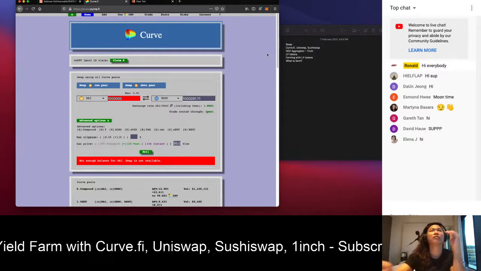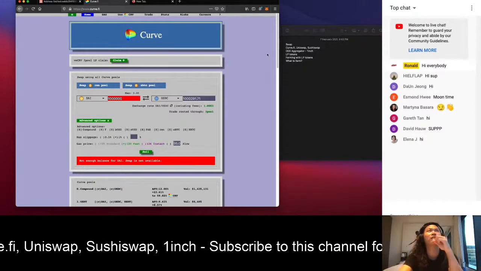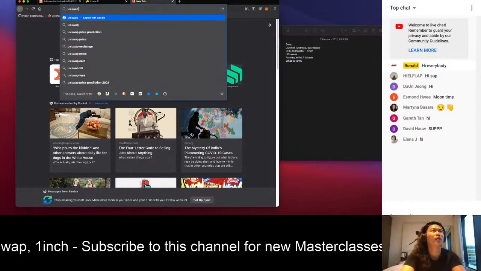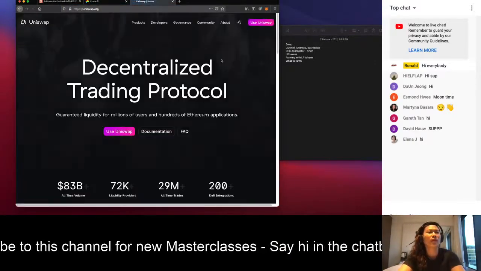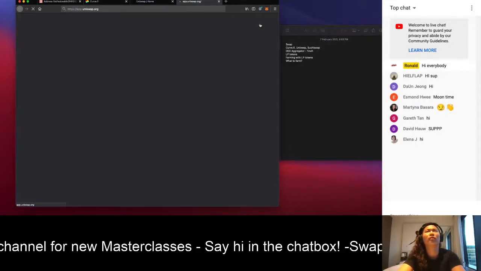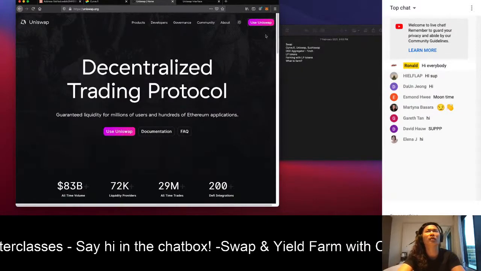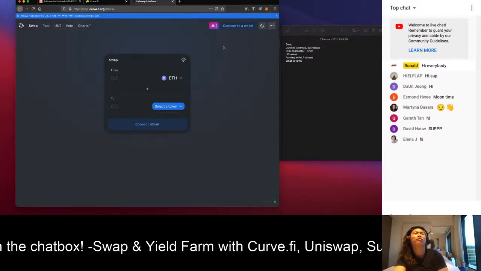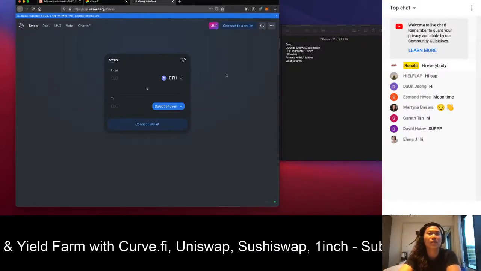So the long tail of all crypto exchanges, DEXs, would be considered Uniswap and Sushiswap, right? So Uniswap allows for trading. You go to uniswap.org, click Uniswap, right, and then it brings you here. Uniswap allows for trading for almost any single kind of coin, right? The idea is the same.